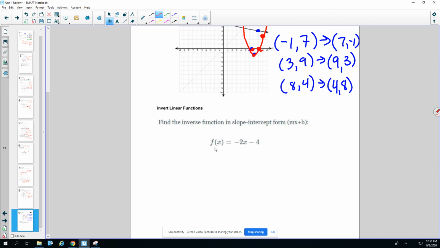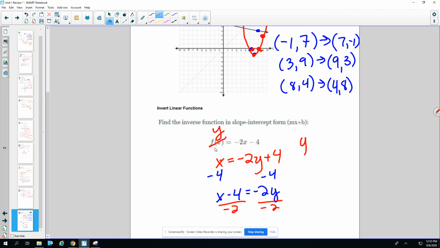Lastly, we're going to find the inverse of a function and put it in mx plus b form. So we know to switch x and y, we want to write a y here. And then I'm going to switch x and y, so I get x equals negative 2y plus 4. And then I'm going to move everything over. I need to get the y by itself, so I subtract 4. And that gives me x minus 4 equals negative 2y. Then I'm going to divide by negative 2.